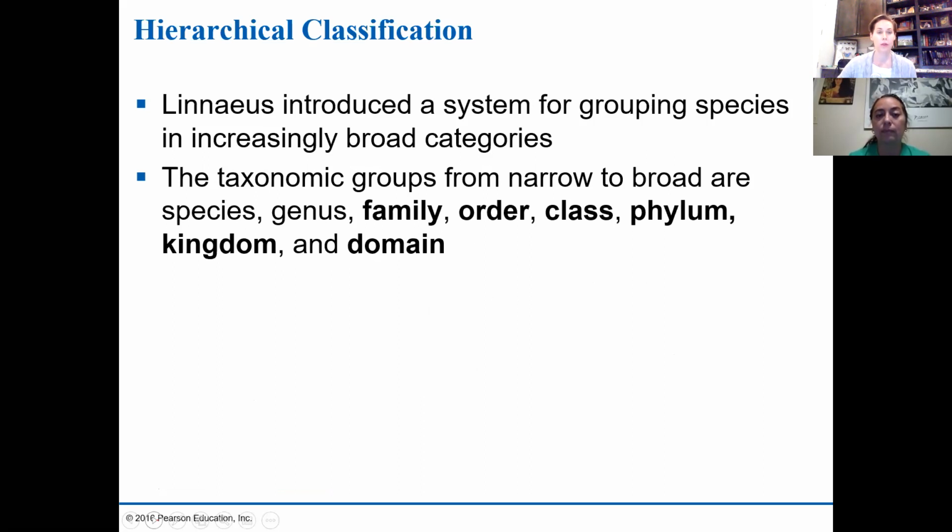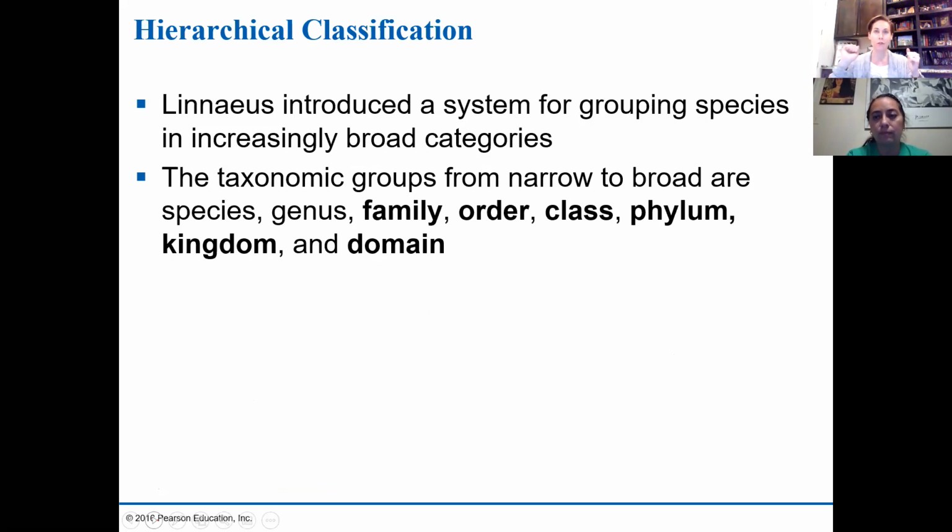I would also know the hierarchical classification. So you should remember this from the first part of biology 1406. And it's basically just the taxonomic groups. And so it goes, the way that it's written right here, from very specific to more broad.